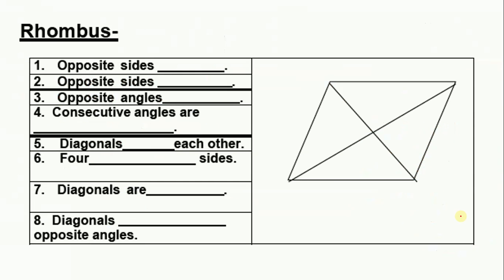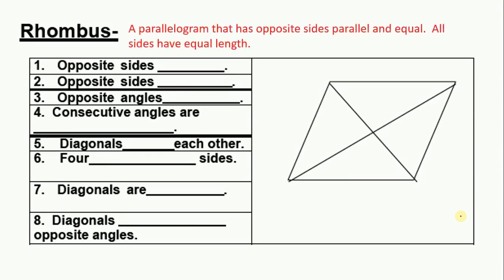Now let's talk about rhombuses. What is a rhombus? Well, it's a parallelogram that has opposite sides parallel and equal, just like a normal parallelogram. It is special, however, because all sides have equal length. So we know all sides are congruent, ultimately.